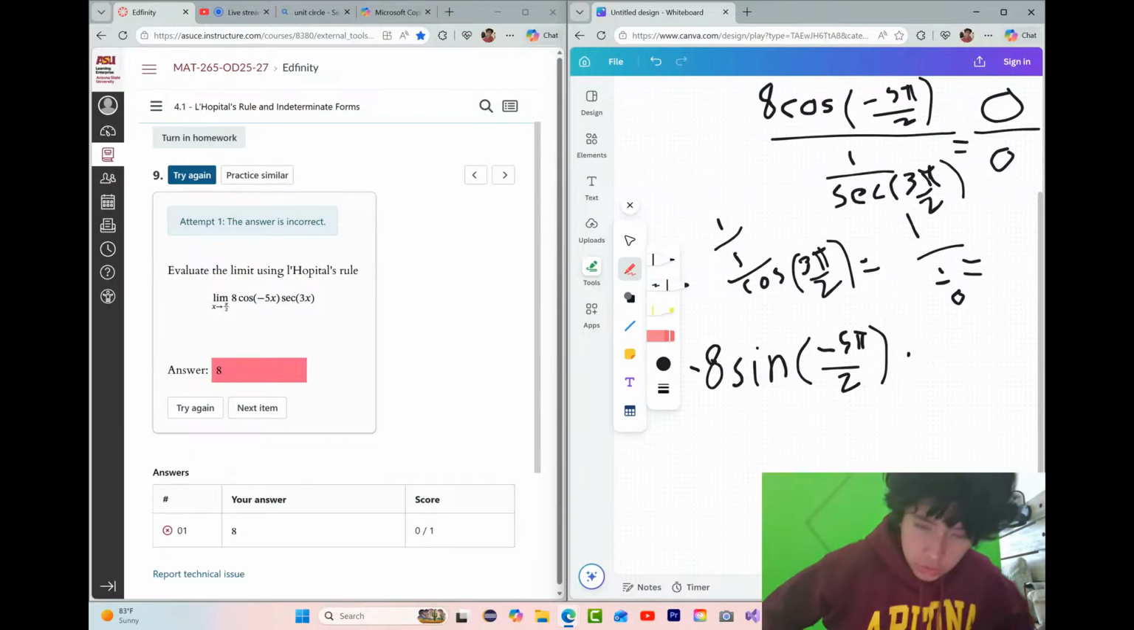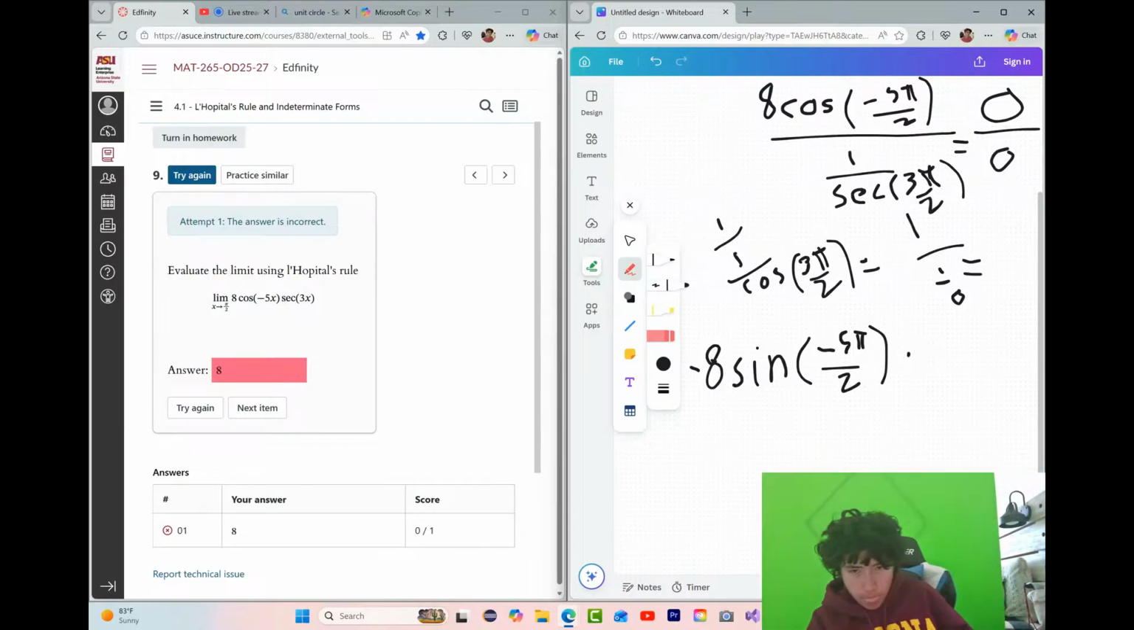Wait, no. Oh, okay, hold on. Dude, my back is suffering. Yeah, this is important. Hold on. What do we apply L'Hopital's rule to? We apply it to the quotient. Let's see, dude. What do we apply L'Hopital's rule to?